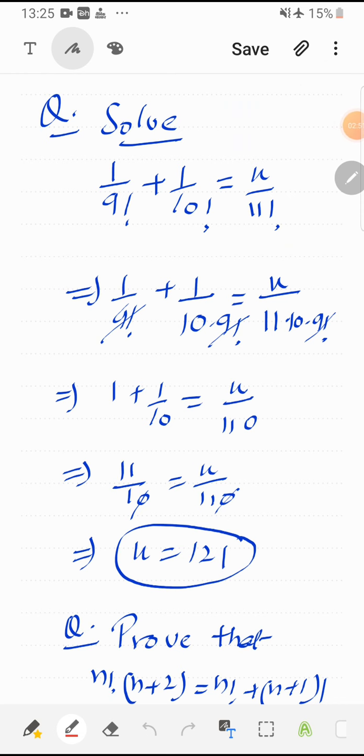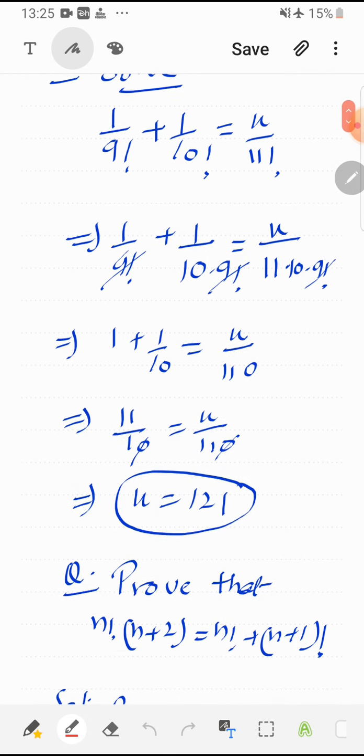Now let us consider another example. Solve 1 upon 9 factorial plus 1 by 10 factorial is equal to x upon 11 factorial. Now here we are reducing higher factorials into the lowest one. Like 9 factorial is lowest, so we are changing 11 factorial as 11 into 10 into 9 factorial, as well as 10 factorial is 10 into 9 factorial. So clearly 9 factorial can be cancelled from each term, and we are left with 1 plus 1 by 10 is equal to x upon 110. Again 10 can be cancelled, so the result is x is equal to 121.